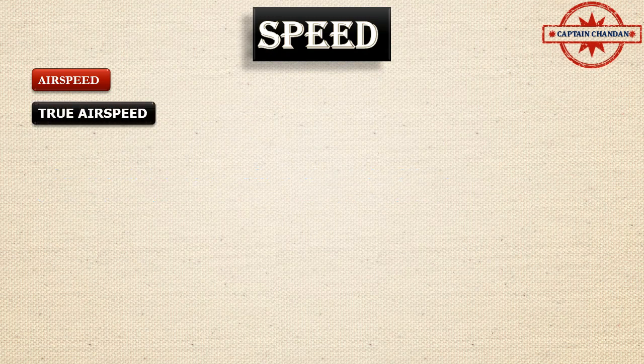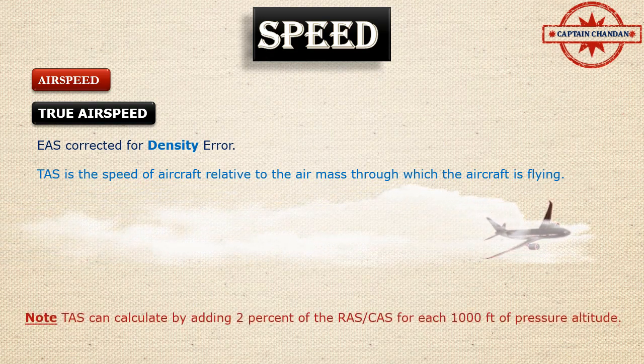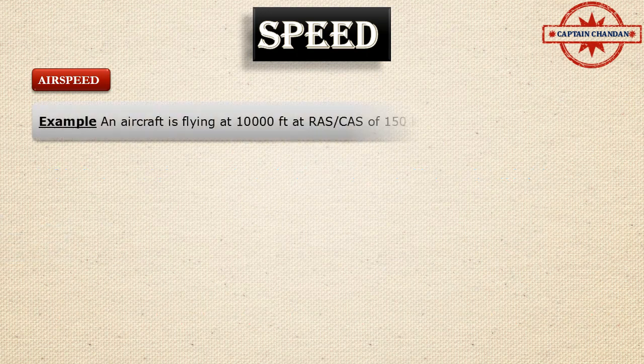So finally we are going to talk about true airspeed: equivalent airspeed corrected for density error. So from equivalent airspeed, if we remove density error, then the speed is called true airspeed. True airspeed is the speed of the aircraft relative to the air mass through which the aircraft is flying or moving. TAS can be calculated by adding 2% of calibrated airspeed for each 1000 feet of pressure altitude.